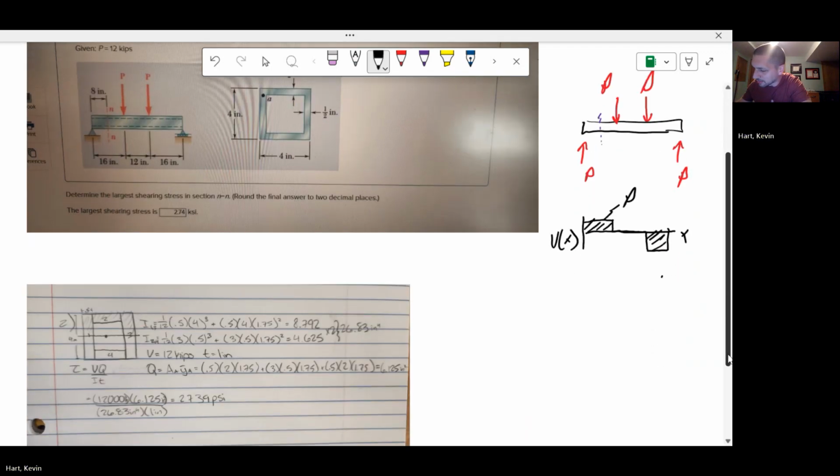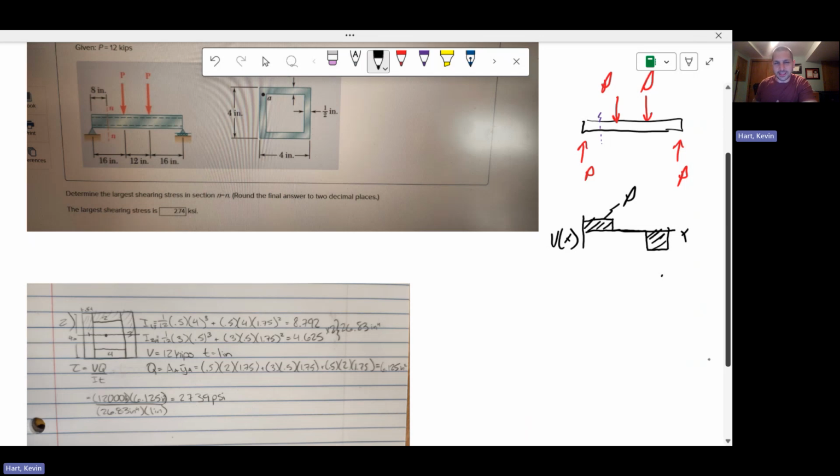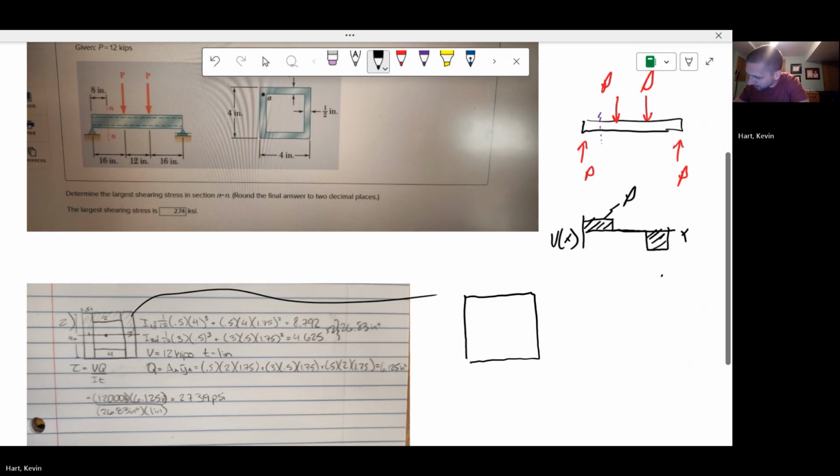So that's good. I think the more concerning part about what I see in your work is your area moment of inertia calculation. And I understand your area moment of inertia calculation here is pretty accurate, but you don't need to split it up into the various portions. I think it's a lot easier to think about this particular cross section here. You just have 4x4 on the outside, and you have 3x3 on the inside. Okay, so this is 4" by 4", and you have 3x3.